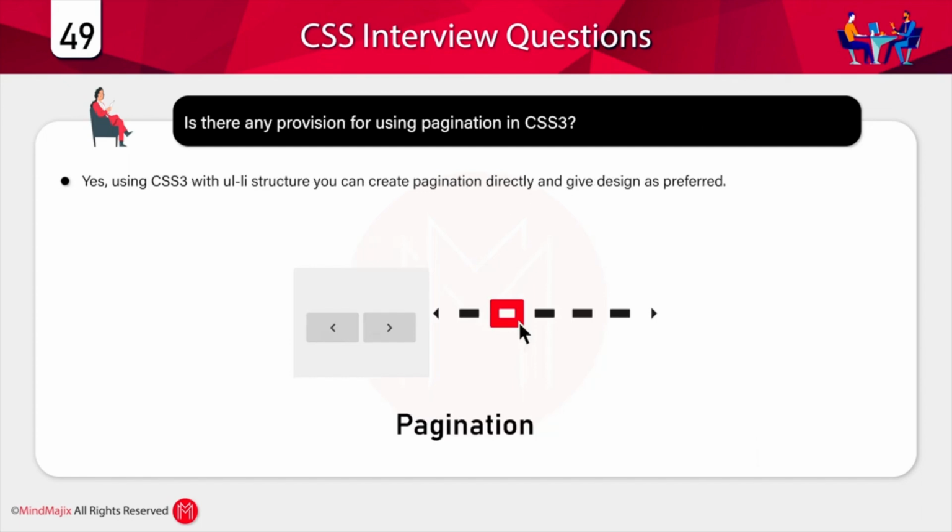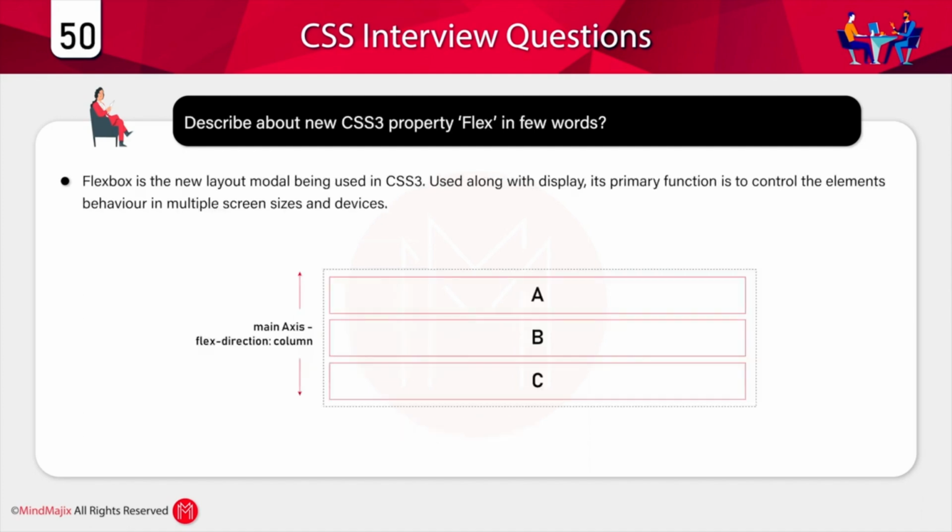Is there any provision for using pagination in CSS3? Yes. In CSS3, using the UL LI structure, the unordered list structure, you can create pagination directly and then give the design as preferred.